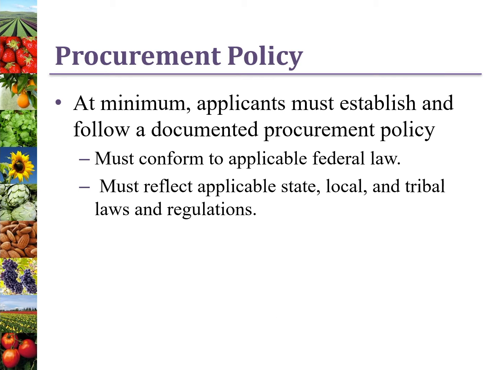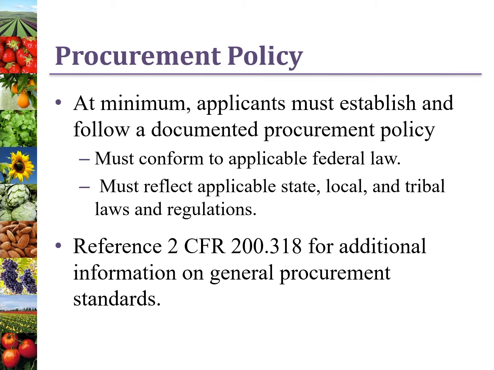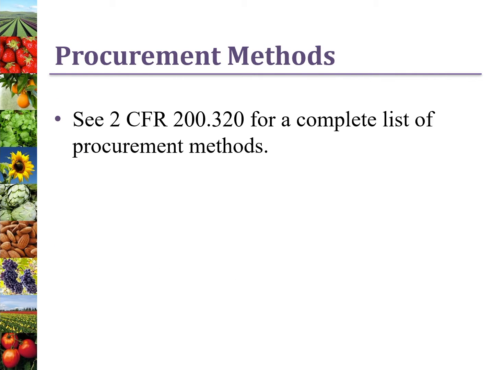As a minimum requirement, applicants must establish and follow a documented procurement policy. The policy must conform to applicable federal law and reflect applicable state, local, and tribal laws and regulations. You'd want to reference 2 CFR 200.318 for additional information on general procurement standards. When selecting a contractor, applicants must use one of the procurement methods outlined in 2 CFR 200.320. The next few slides will highlight a few of the more common procurement methods, but note that the complete list is found in 2 CFR 200.320.